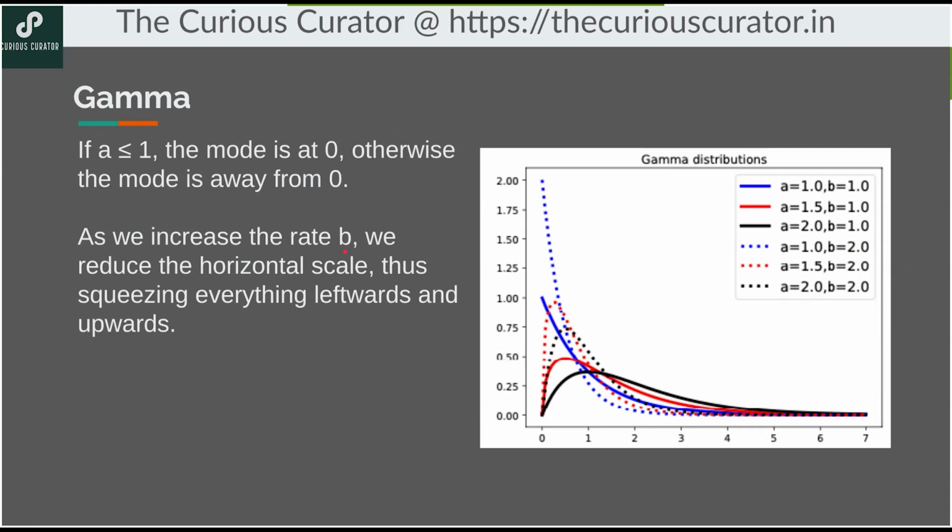And another thing is, whenever the rate is higher, so we can just read this: as we increase the rate b, we reduce the horizontal scale, thus squeezing everything leftwards and upwards, which is happening. Just focus on the red curve, dotted and solid. The dotted red has a higher b, so it goes down at a higher rate, and because it should integrate to 1, there is no other choice but to have a bulge in this area. So that's about the parameters of the gamma, and you just have to remember the use case of gamma, which is that it models positive quantities.